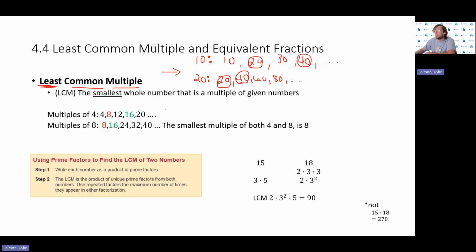So with the example here with 4 and 8, it's written out, but I'll do it as well. So we've got counting by 4 is 4, 8, 12, 16, 20, 24, and so on. Counting by 8, so we've got 8, 16, 24, 32, and so on. And so we've got some common multiples. 16 and 24 are common in both of them, but 8 is that least common number, the smallest number that shows up in both lists. So that's the least common multiple of 4 and 8.